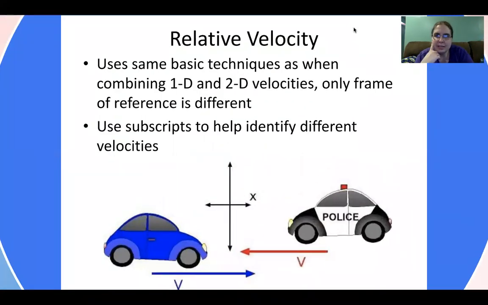So we can use these same basic techniques in terms of finding vectors and combining them with one directional and two-dimensional velocities. It's just that the frame of reference is different. So it helps us to figure out how the motion or the velocity appears to an outside observer. A lot of times you can use subscripts to help identify different velocities. So I can put this as V with a subscript C for car and V with a subscript P for police.